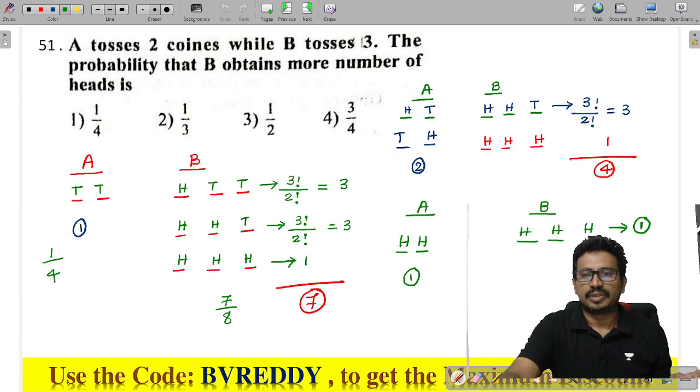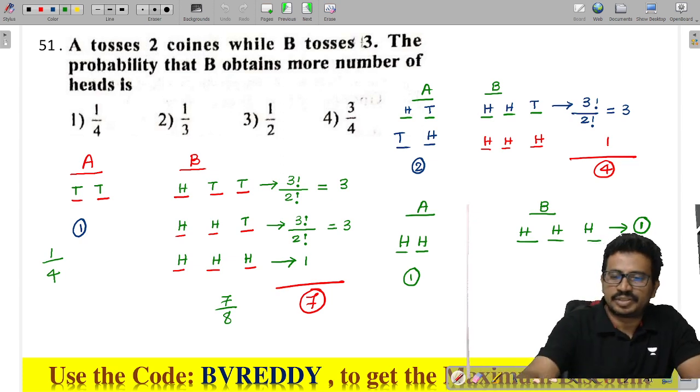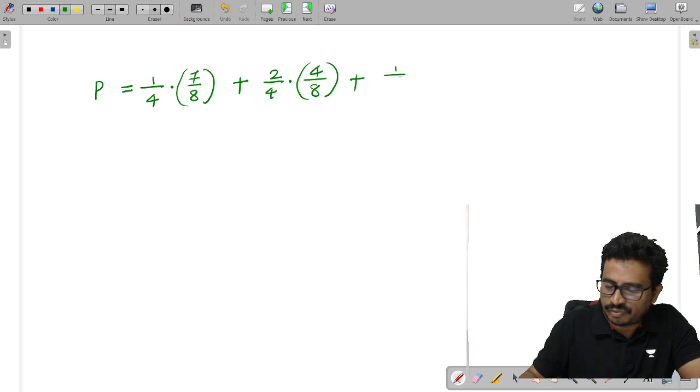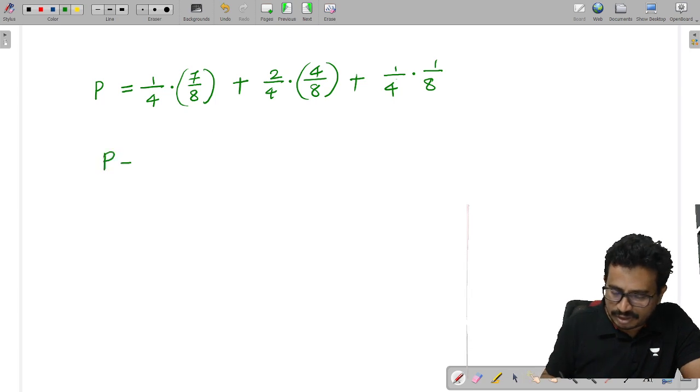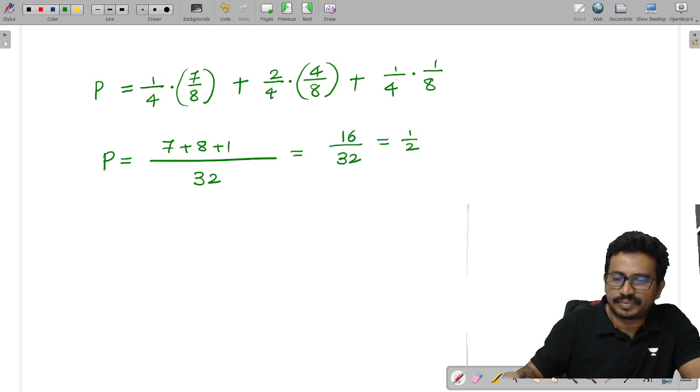Next, here in these cases A got only 1 head. In these cases, the sample space is 4, so 1 by 4 into 1 by 8. Now let's simplify this, denominator 32. So this is 7 plus 8 plus 1, that is 16 by 32, which is given as 1 by 2.